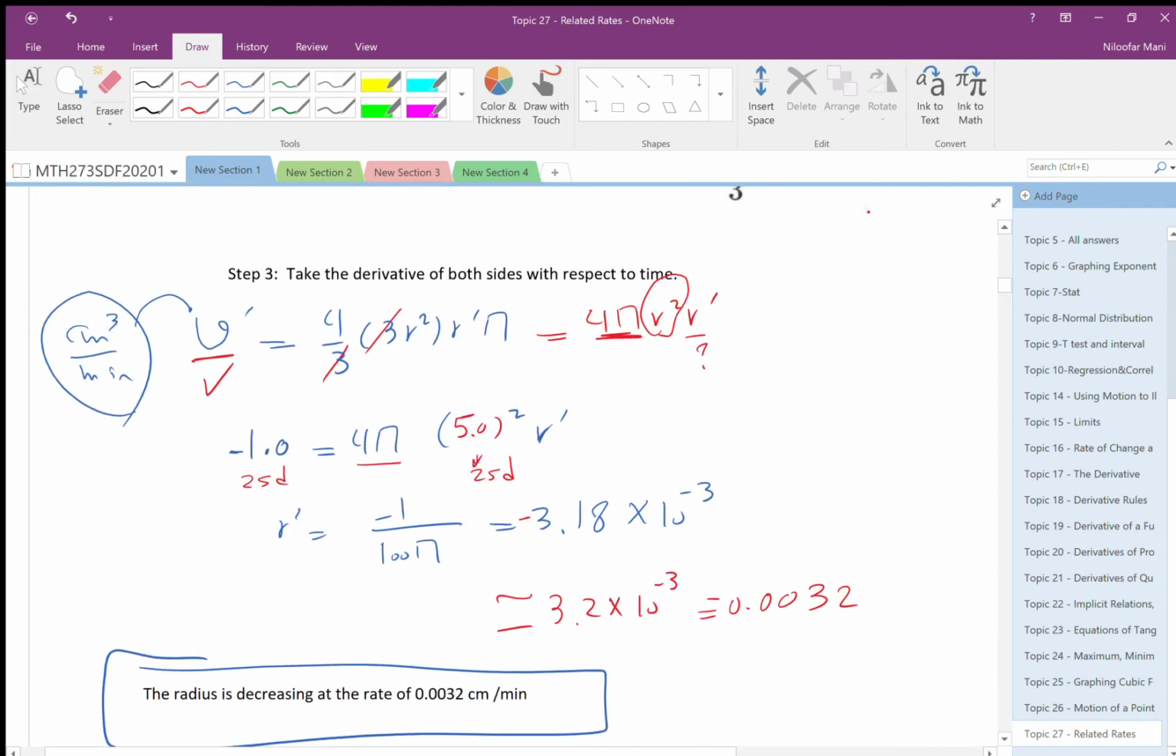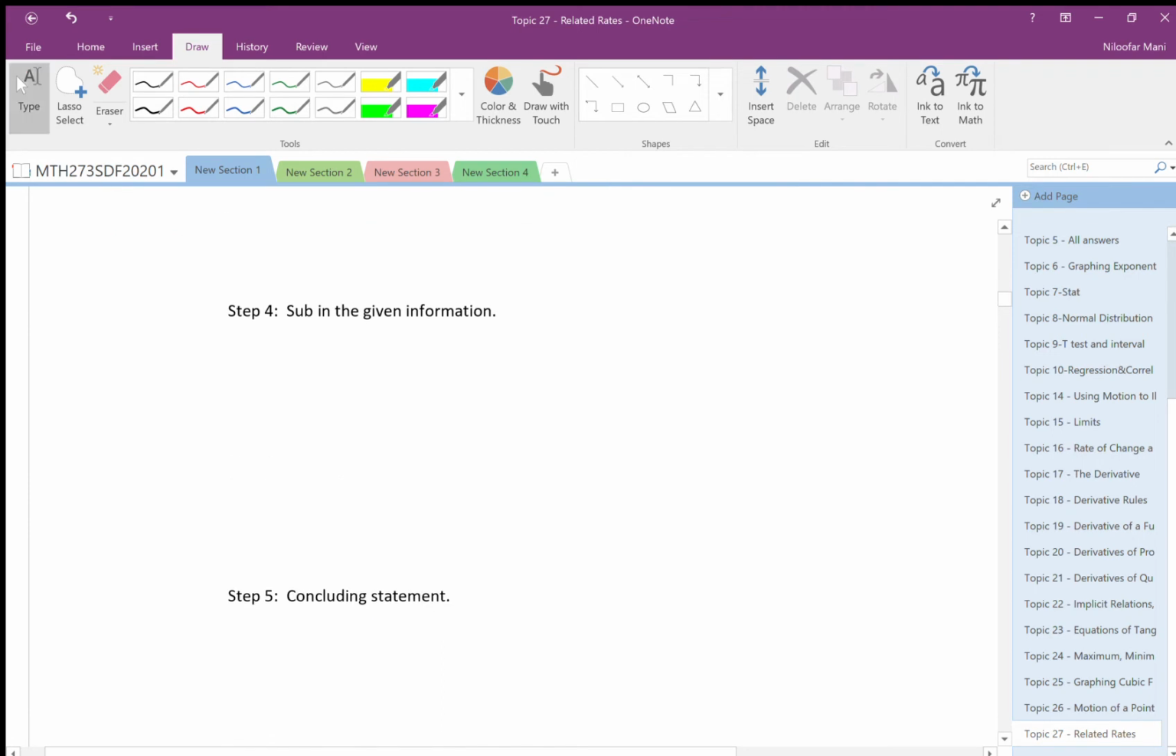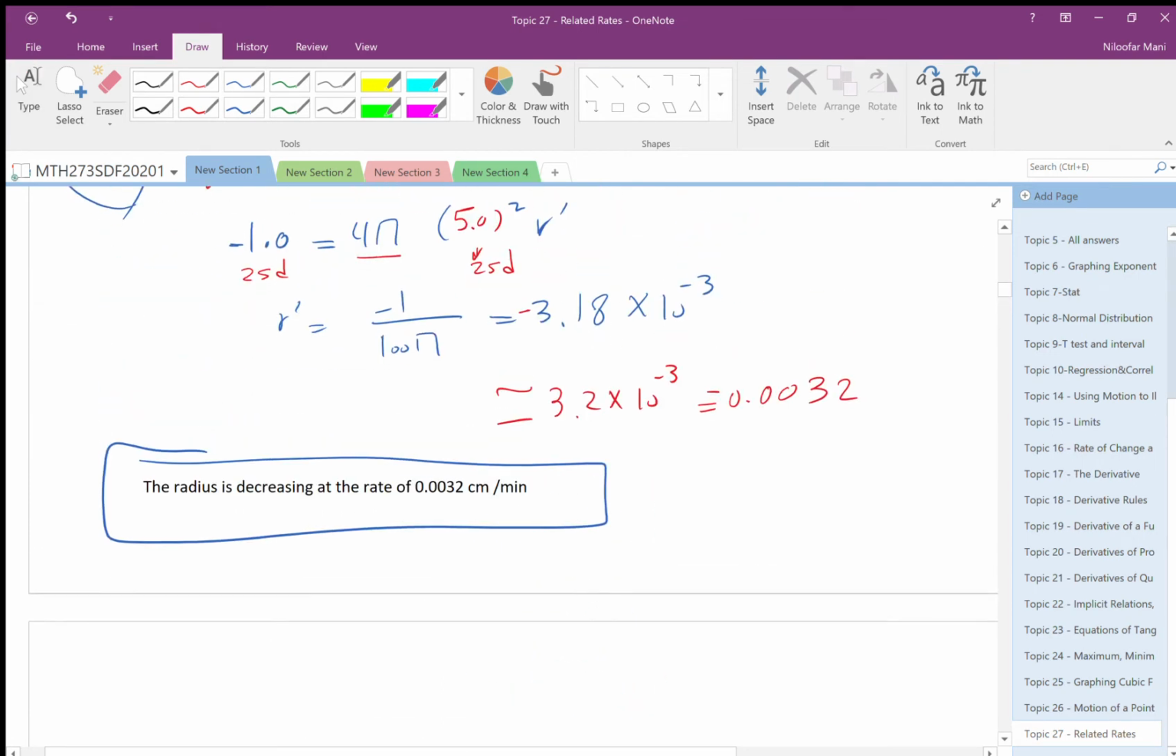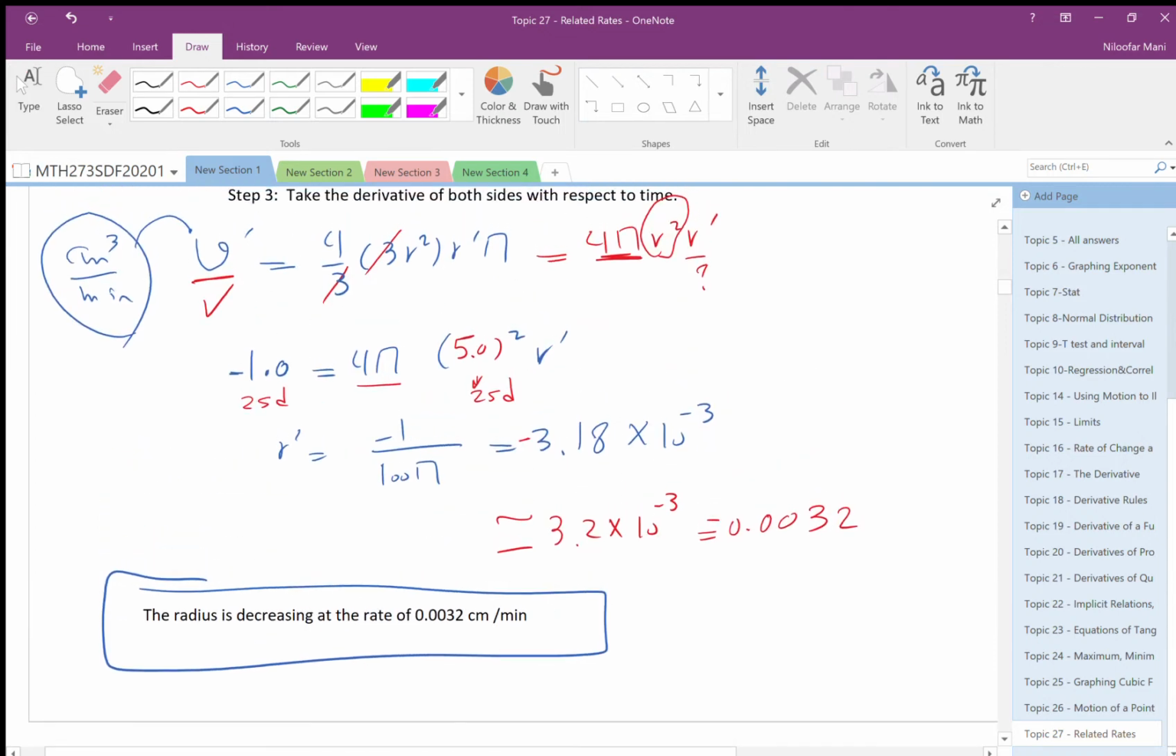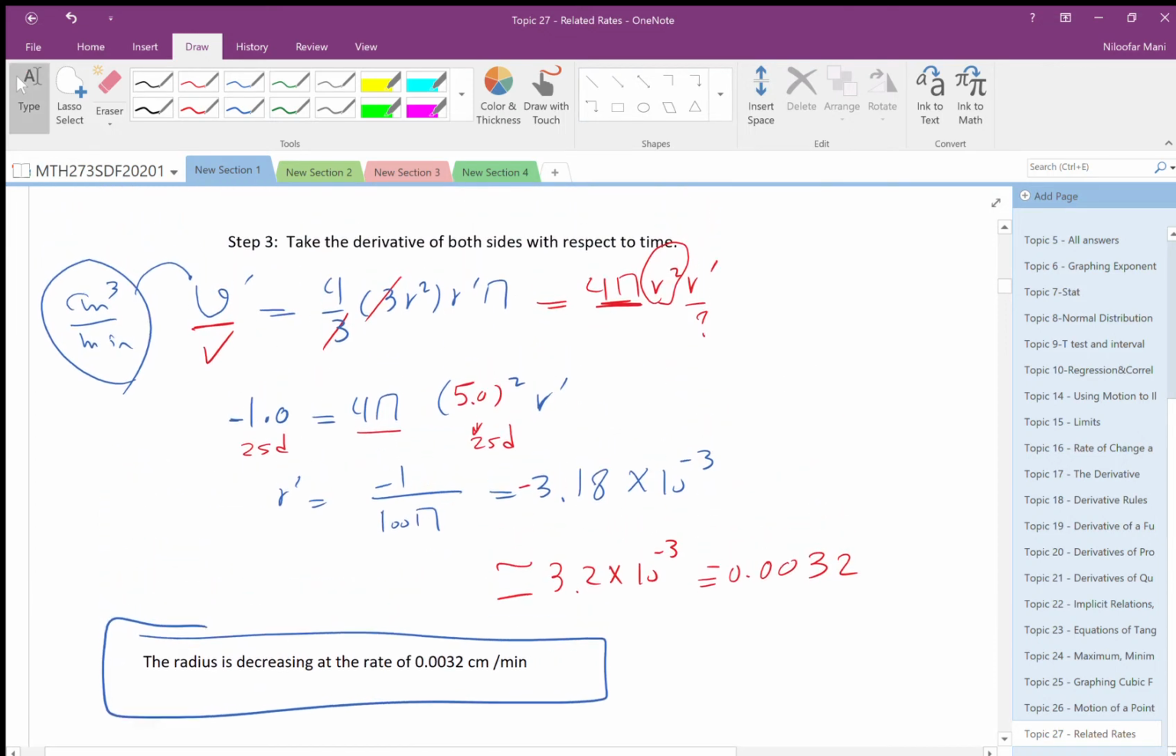Okay, so here it says sub the information. So here is done. I did all of them in the last page. So you have to have the equation. You have to have derivative of both sides. Everything needs prime. You need more information. Go to your question. You have r squared. You need to find r in the question.